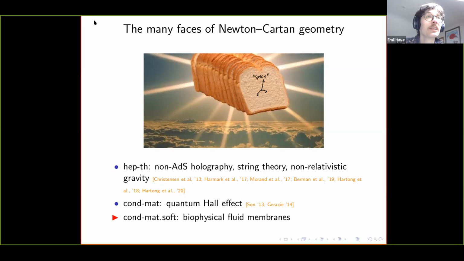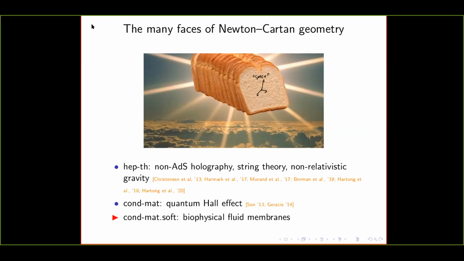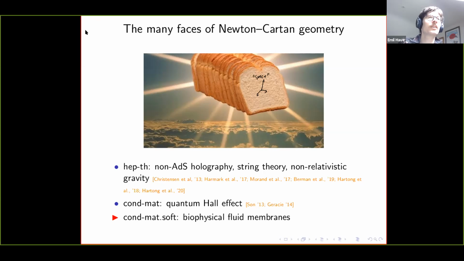And although it was originally developed in the context of Newtonian gravity quite some time ago, it has recently found applications in high energy theory in the context of non-AdS holography and in string theory, and in something that was developed recently, which actually turns out to involve a subtly different version of Newton-Cartan to what we will present here. But yeah, so this is this non-relativistic gravity, which came out, it was a big paper earlier this year.